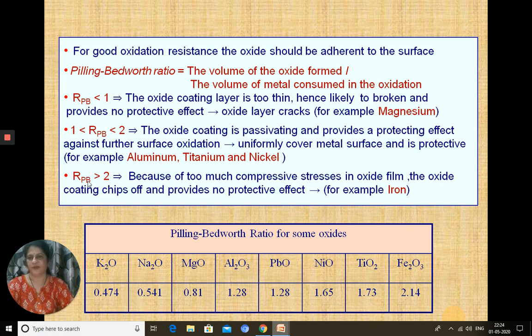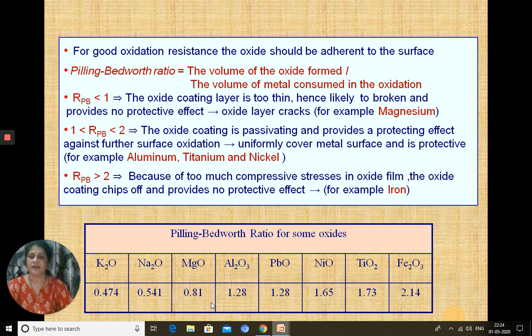If the Pilling-Bedworth ratio is more than 2, then because of too much compressive stress in the oxide film, the oxide coating chips off and provides no protective effect. The example is iron. Here a table is given where you can see the Pilling-Bedworth ratio of different metals. For potassium it is 0.474, for sodium 0.41, magnesium 0.81.